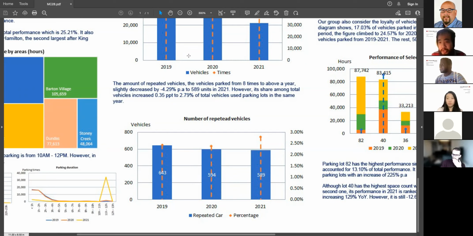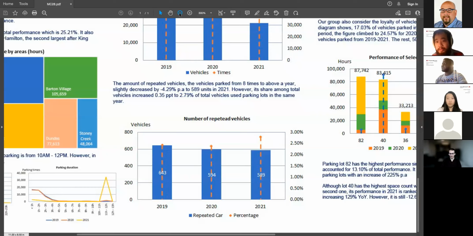However, the share of the repeated vehicles among the total vehicles parking in Hamilton actually increased a little bit to 79%. It could show that the amount of repeated vehicles is quite small. Also, it increased, but it's still so small compared with the other group.